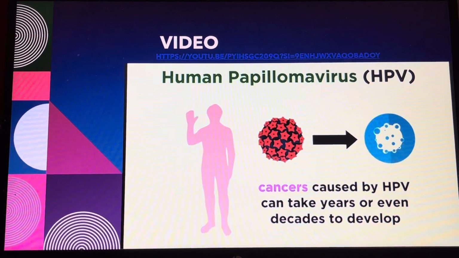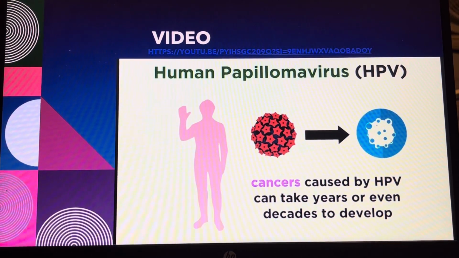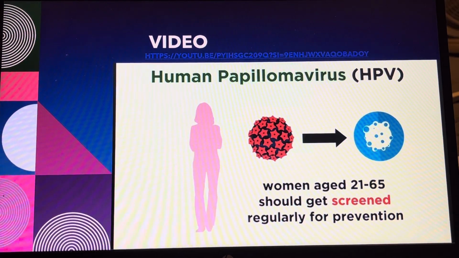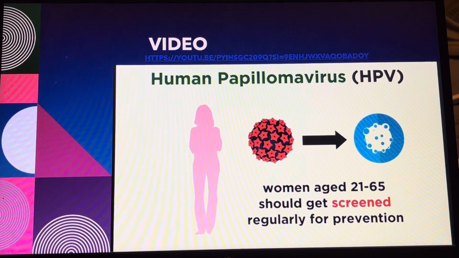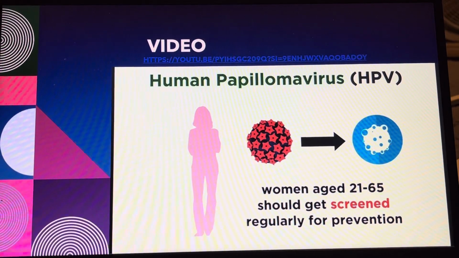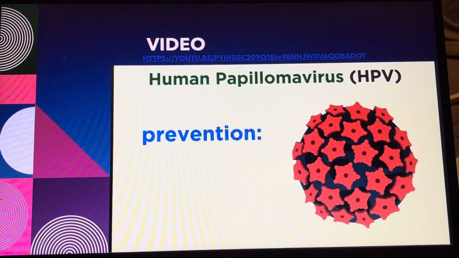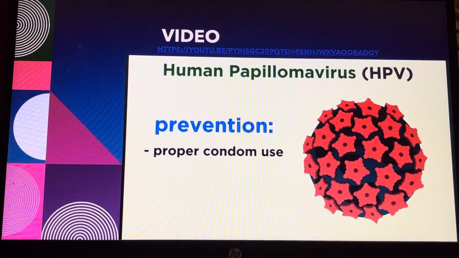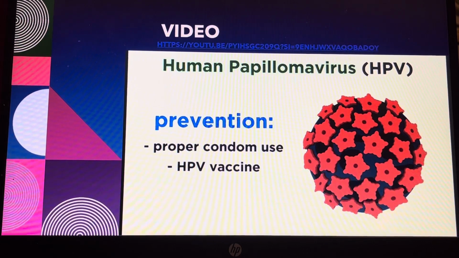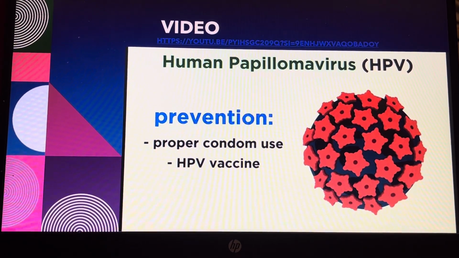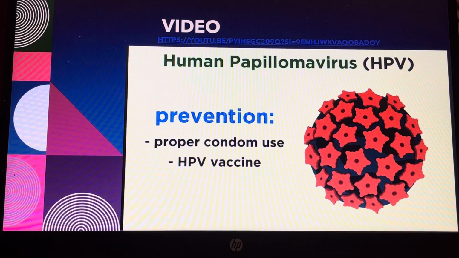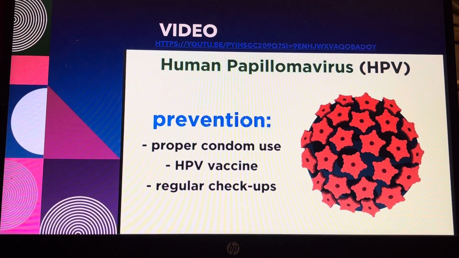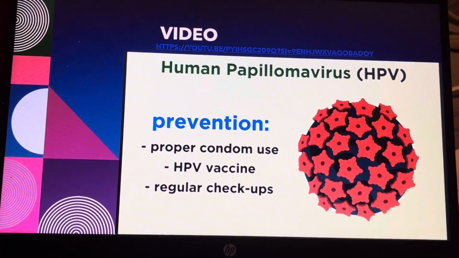Cancers caused by HPV can take years or even decades to develop, so it's always a good idea to get regular checkups. For women between the ages of 21 and 65, getting regular screenings can catch the very early stages of cancer and prevent it from developing. Ultimately, there are a number of ways that you can lower your chances of getting HPV. Of course, proper condom use can help. There's also an HPV vaccine that's safe and effective against cancer-causing strains of HPV. Either way, making sure to visit the doctor for regular checkups can catch issues before they become more serious, just the same as pretty much all health conditions.